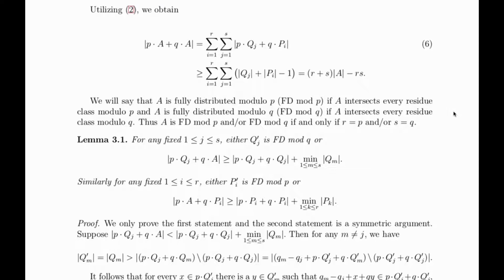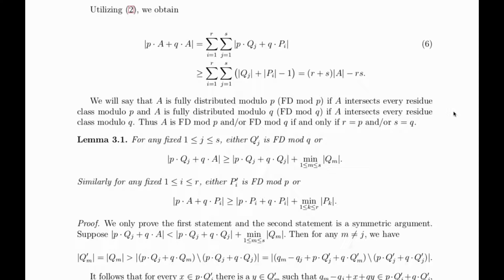So here's lemma 3.1, which is a crucial lemma in our argument. If we look at the form of the lemma, it says either Q_j prime is FD, which means fully distributed, modulo Q. That means Q_j prime would intersect every residue class mod Q. And we know from equation 6 that that's good for us. And it turns out that Q_j prime is closely related to Q_j, enough that it implies a lower bound for the original problem we had in mind.